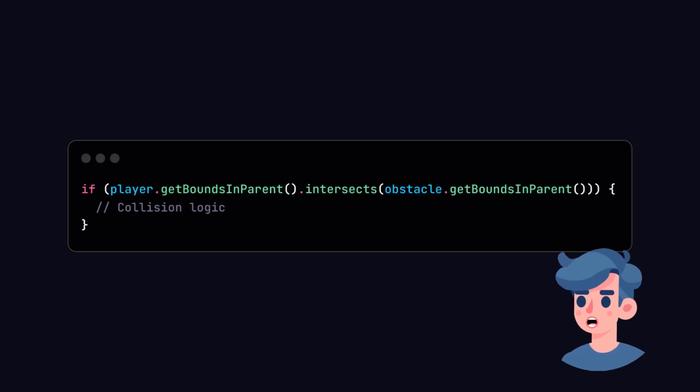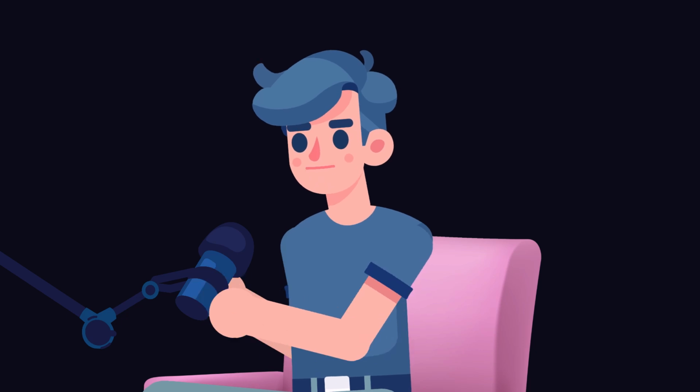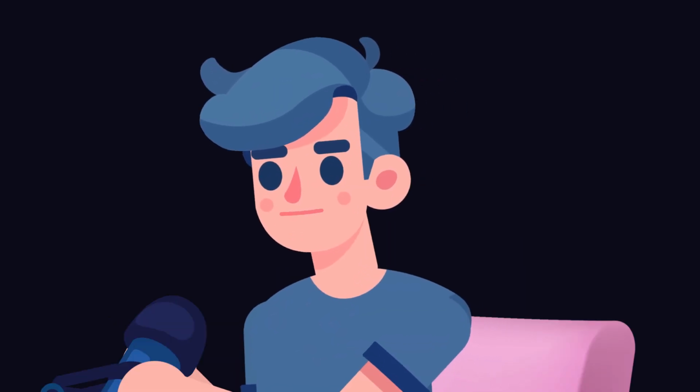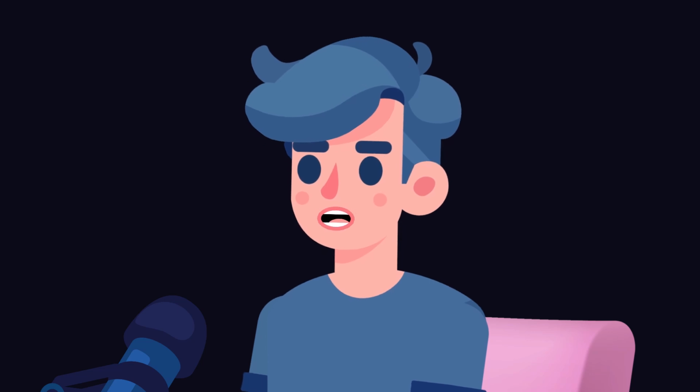Collision detection is vital for a parkour game to determine when the player has landed on the ground or hit an obstacle. We'll keep it simple for now with basic bounding box checks. In this code, if the player intersects with the obstacle, we'll trigger collision logic. This is a starting point for more sophisticated physics interactions.